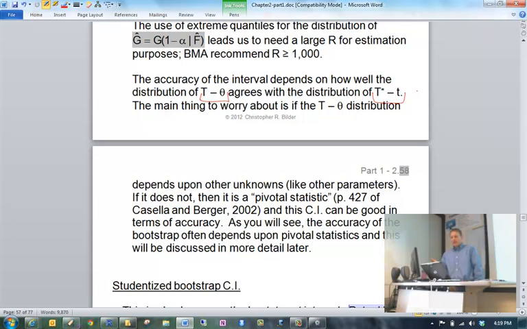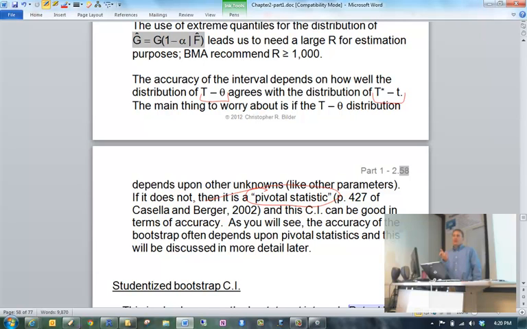How can you get them to be close to one another or be similar? Well, hopefully all of you remember in a Stat 883 class the concept of a pivotal statistic. The distribution of pivotal statistics does not depend upon any unknowns. If you can get a T minus theta to not depend upon any unknowns, then T star minus T is likely not to depend on any unknowns, and thus the distributions are more likely to agree. Let's think of it from an intuitive standpoint. Let's say that T minus theta, that distribution, actually depended upon another parameter.